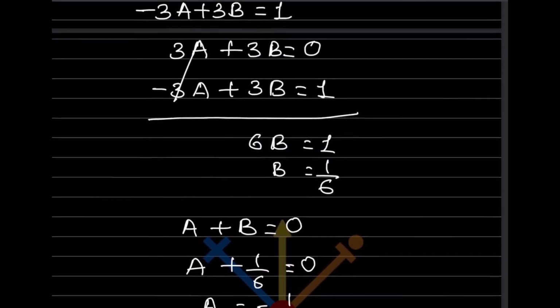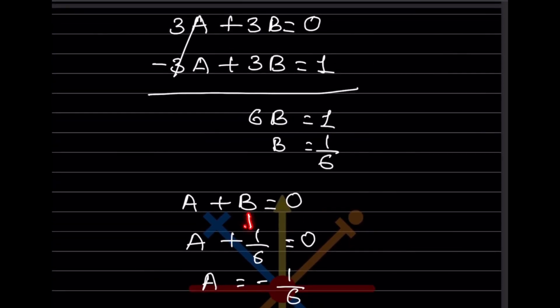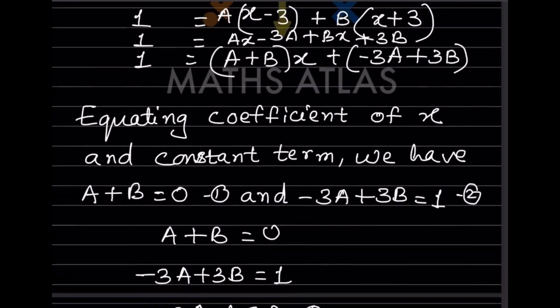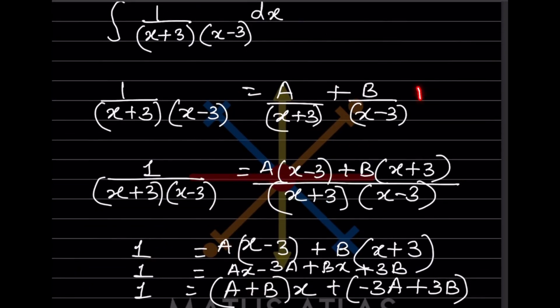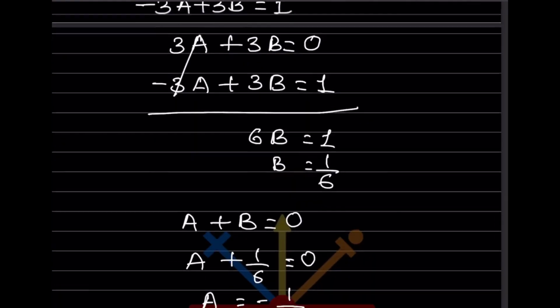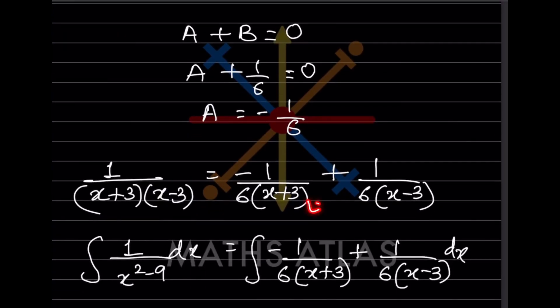So here a plus b is equal to 0. In place of b, you are going to put 1 by 6. So the value of a is going to be this plus 1 by 6. If you take it on the other side, that is going to be minus 1 by 6. So now you got b is 1 by 6 and a is minus 1 by 6. Now we will put the values of a and b in this one. That is what I have done here: minus 1 by 6 expression plus 1 by 6, because this is a and this is b, and a is minus 1 by 6.